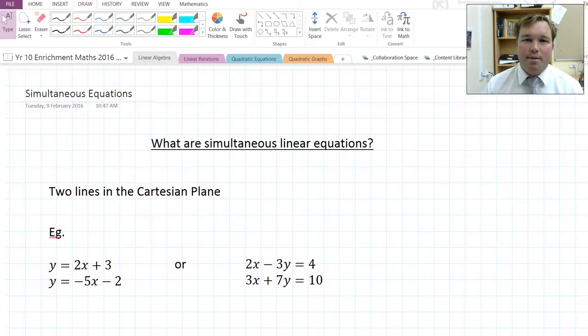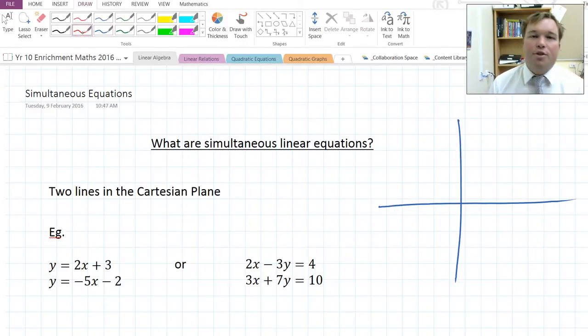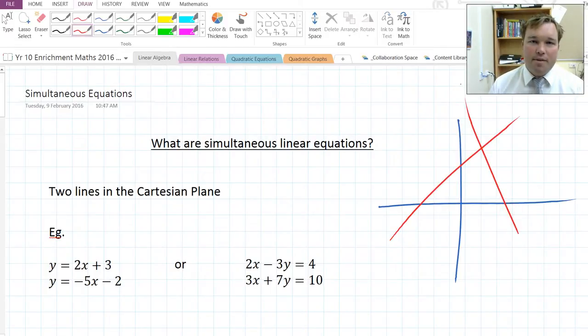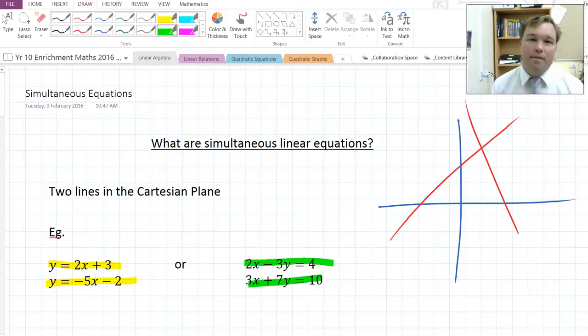Today we're going to look at simultaneous equations. Now, simultaneous equations are essentially when you have a Cartesian plane and two lines existing simultaneously on the Cartesian plane. And remember that equations for a line can look like a variety of different things. You might have a pair of equations looking like that, or you may have a pair of equations in general form like that. Either way, each one of those equations describes a line, and they both exist on the Cartesian plane at the same time if they're simultaneous equations.